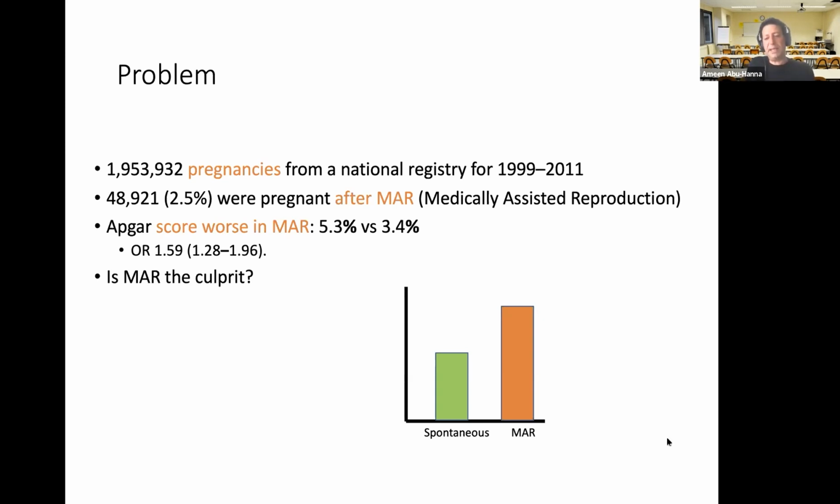So can somebody say why these two things can be different, because they are not causal? Any wild guess? I wanted to say that the couples that use MAR maybe are older than those with spontaneous pregnancy. Yeah, excellent.